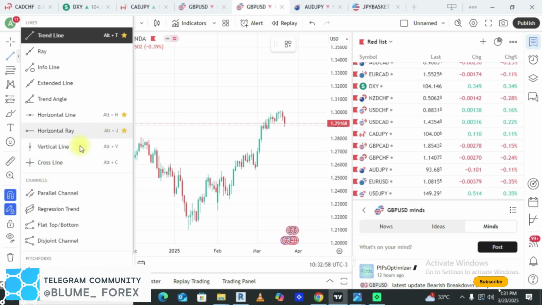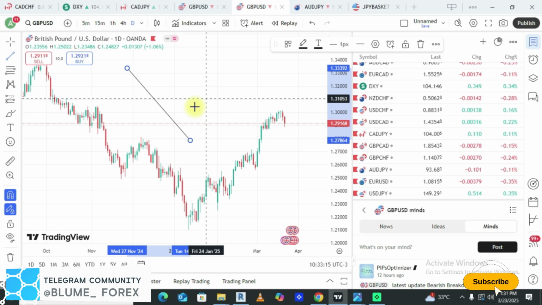Then we have the parallel channel, regression trend. I don't use all these things, these are the ones I use. But you can play around with these tools, they can serve a purpose in your technical analysis. So with this, let's start with the trend line. You use it to draw your trend.